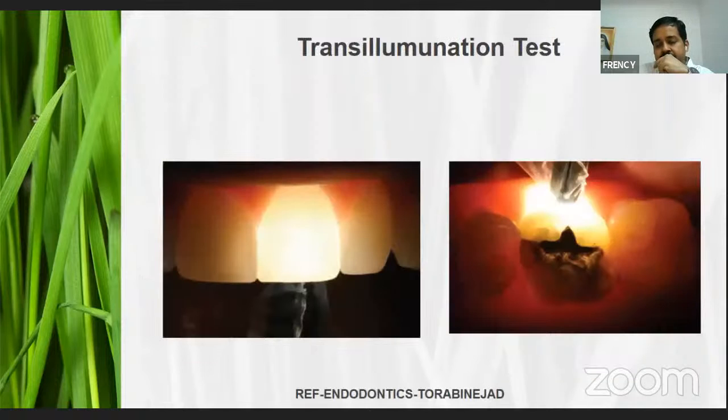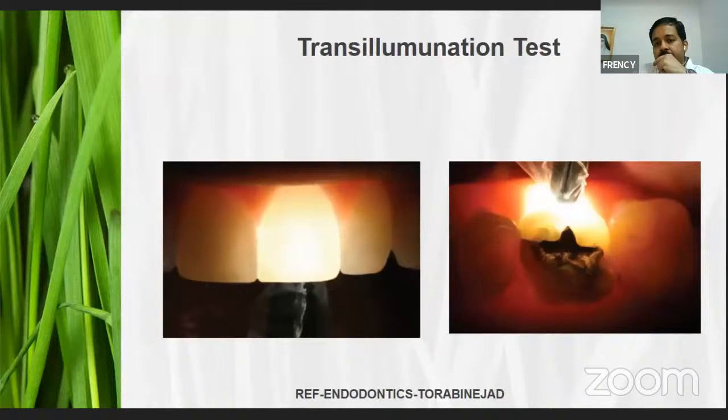Then transillumination. Nowadays the crack is very common. Usually, many patients will have some psychological stresses, tensions, etc. And many times the patient comes with a crack. So crack is very difficult to diagnose in the early stages. So transillumination is a very good test. If you are having a fiber optic handpiece, you can use that light also for this purpose.